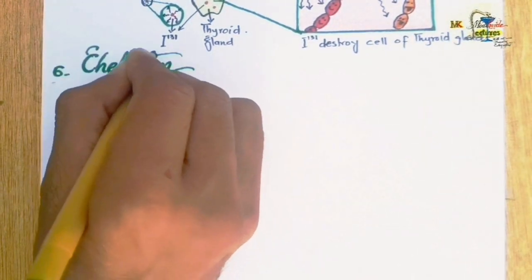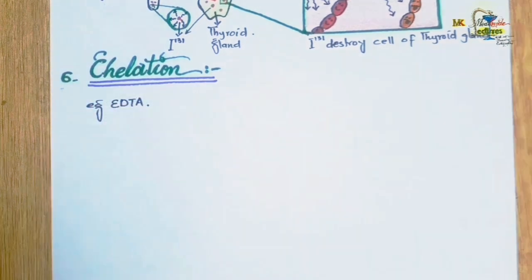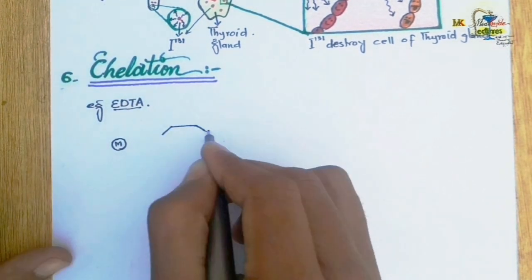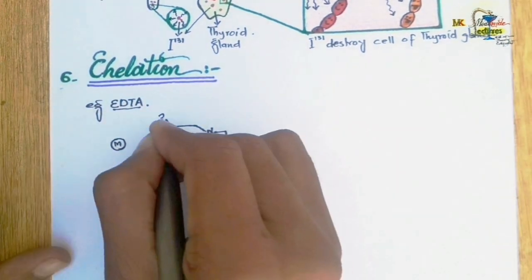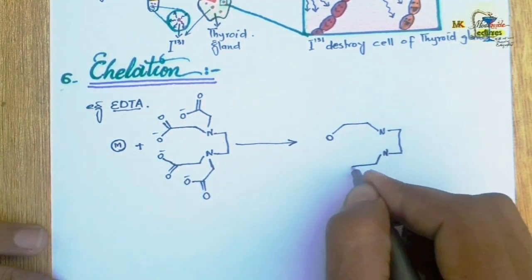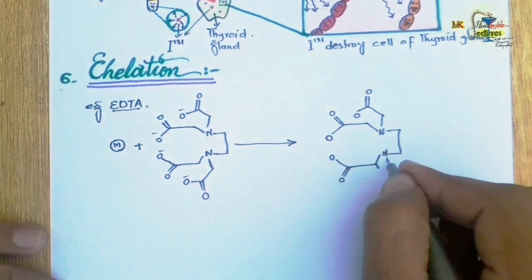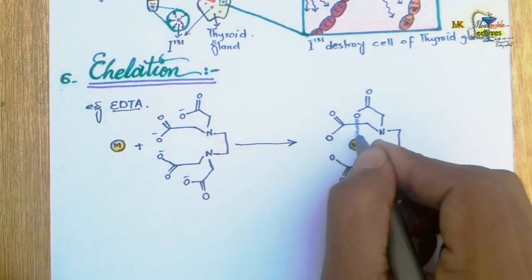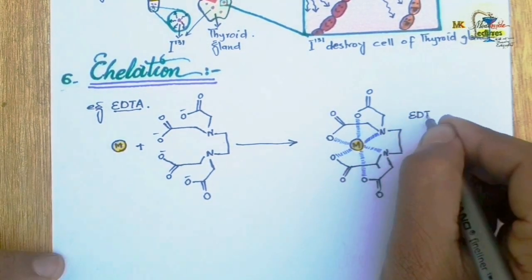Some drugs may form a chelate, for example EDTA, which forms a chelate with heavy metals in the blood and GIT, and is excreted with them out of the body through urine or feces respectively. Thus, it may be used in heavy metal poisoning.